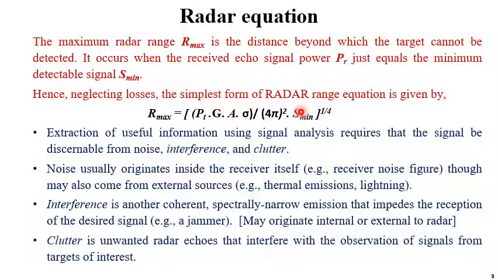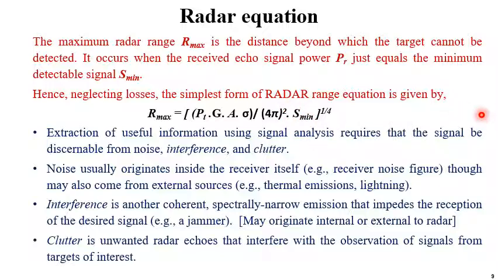So if the received echo power becomes less than this S min, the radar will not recognize that power or that echo as a valid echo from a target. It will actually mix with the noise if the echo signal is less than the S min.